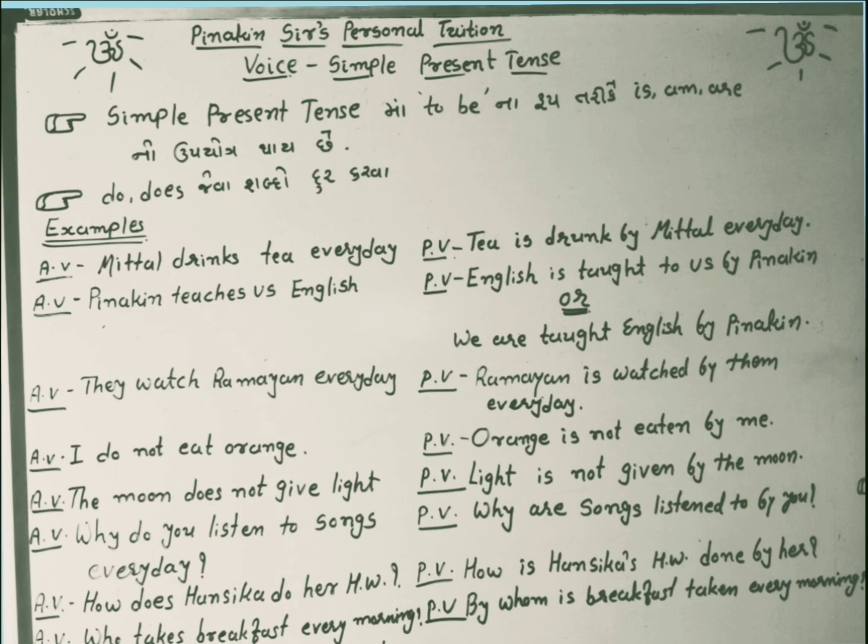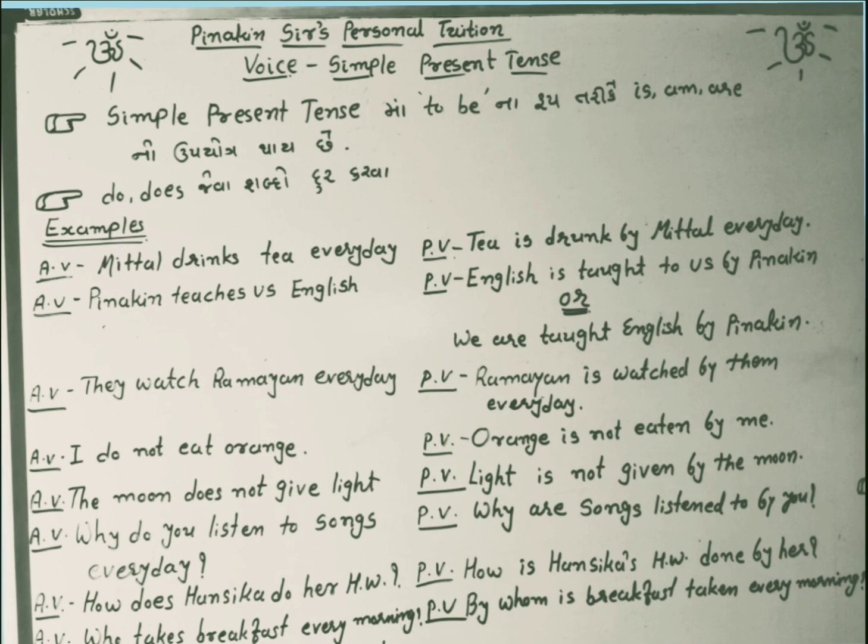First one is, Mittal drinks tea every day. So as I told you, first of all we have to find out three things: subject, object, verb. Then we have to identify the tense. But it is clear for us, as we are studying simple present tense, all the examples are of the same tense. How will we find the subject, object and the verb?